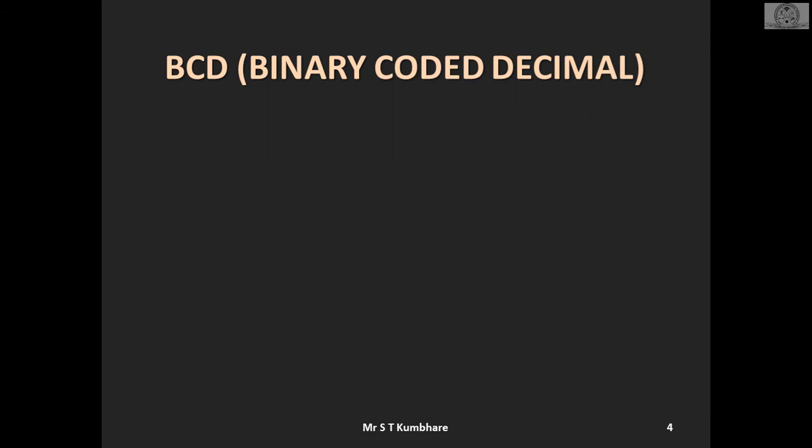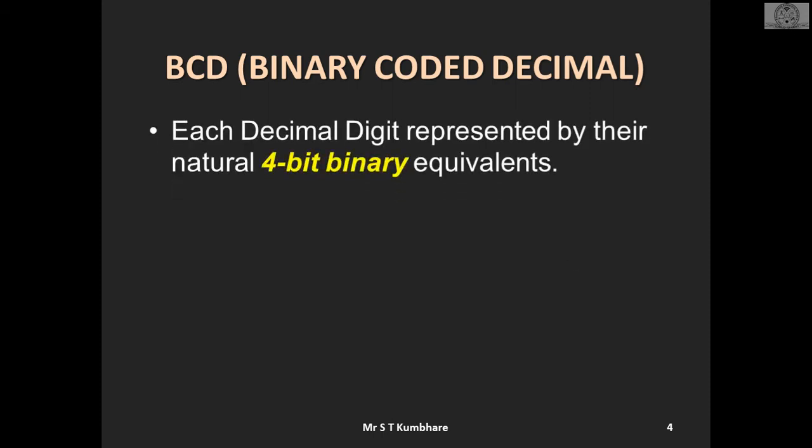Now BCD. BCD stands for binary coded decimal. What we do in this BCD code is we represent each decimal digit. Now, which are the decimal digits? Starting from 0, 1, 2, up to 9. We have decimal digits. So, these decimal digits can be represented by their natural 4-bit binary equivalent. In previous presentations, we have seen how to represent these digits into equivalent 4-bit binary.